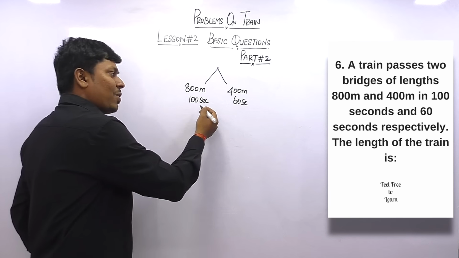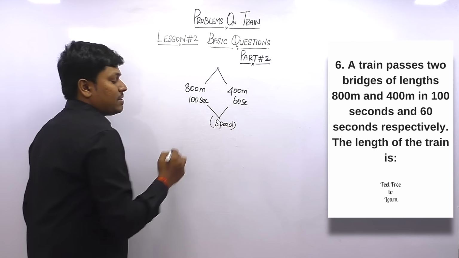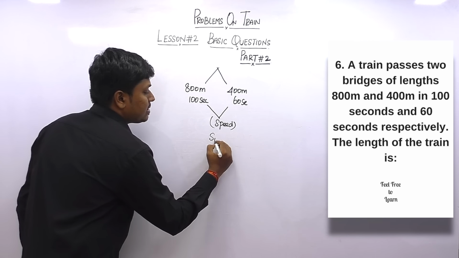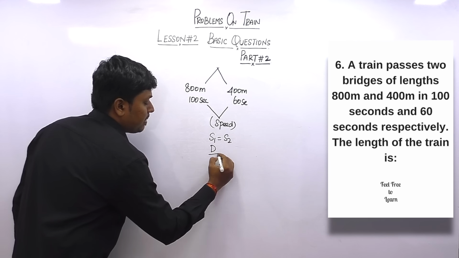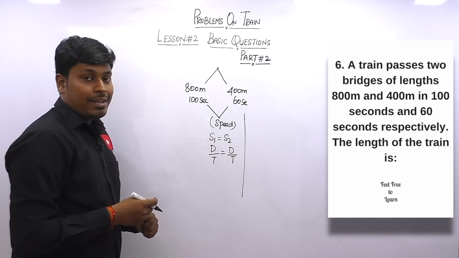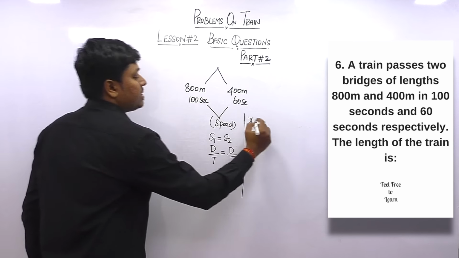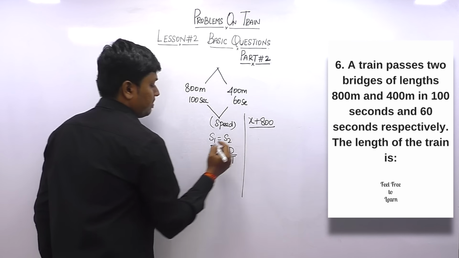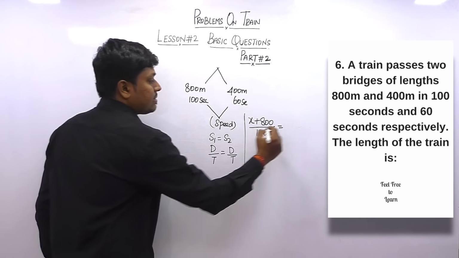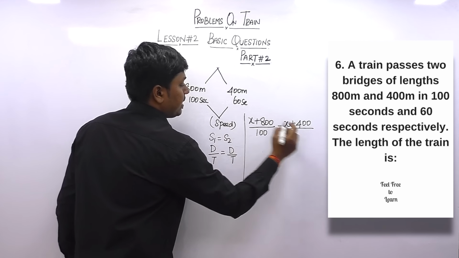Remember that while crossing both the bridges, the train speed will be the same. Speed will not be different. So the train speed is the same while crossing bridge number 1 and bridge number 2, so we are going to equate speed 1 and speed 2. Speed is distance by time, equal to distance by time. The distance traveled by the train is equal to the length of the train, which we don't know, x, plus the length of the first bridge, 800 meters, divided by the time taken, 100 seconds, is equal to the second case: the length of the train plus the length of the second bridge, 400, divided by the time taken, 60 seconds.